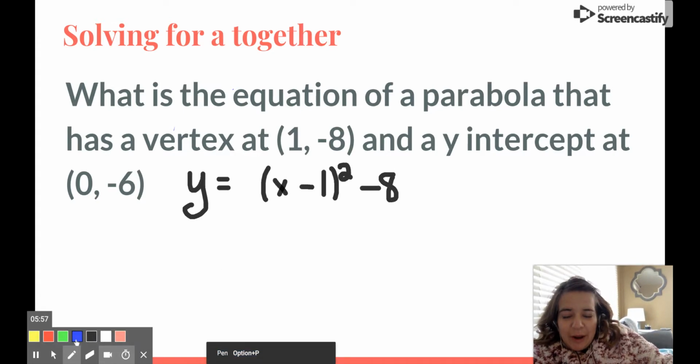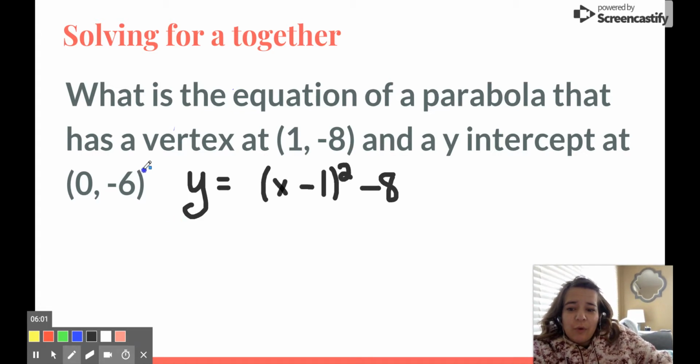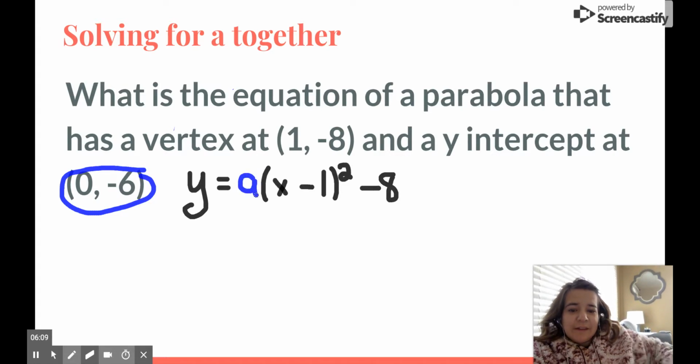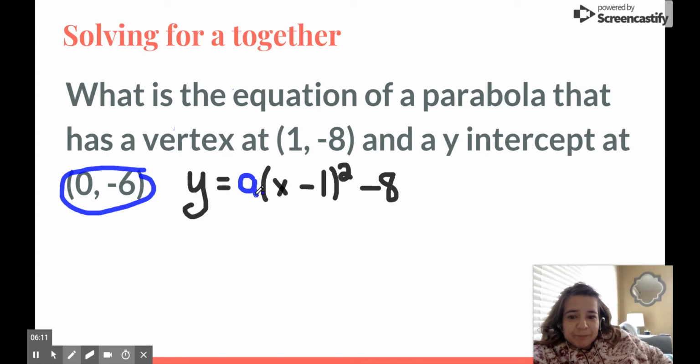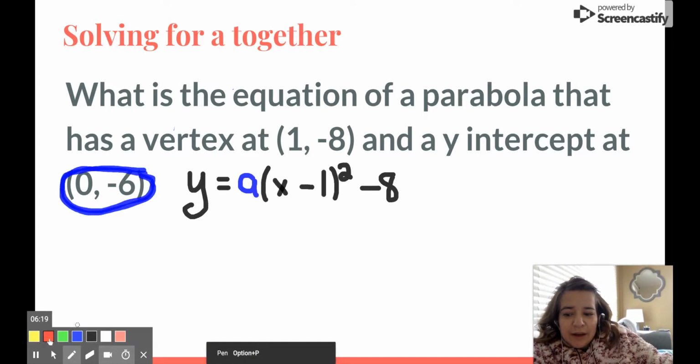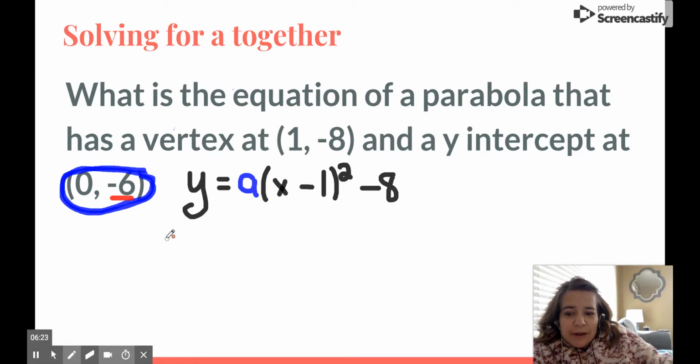Here's the problem though. I don't know how wide or skinny that parabola had to be in order to get this y-intercept of negative 6. So what I don't know is this a value out front. That's the part that I'm not sure of yet. But because I know that it also goes through this point, I have an x and a y value that I can plug in. So we're going to take negative 6 and plug it in for y here.